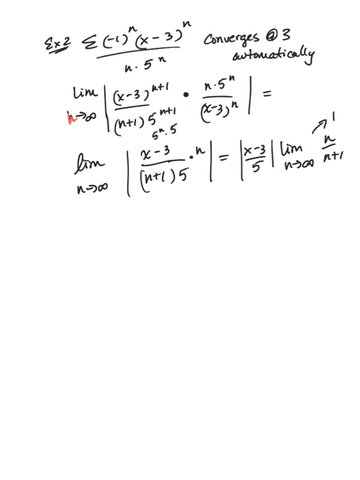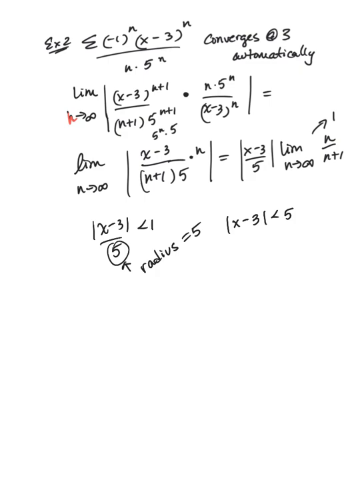Okay, so now I have x minus 3 over 5 has to be less than 1. Okay, so when you're taking a look at this, you could see that my radius is going to be 5. Now you can see it right here. Okay, so I'm just going to cross multiply by 5. x minus 3 absolute value is less than 5.